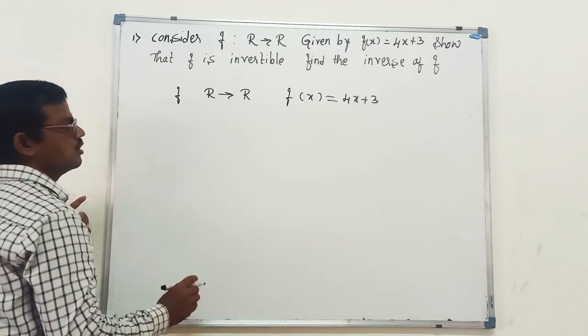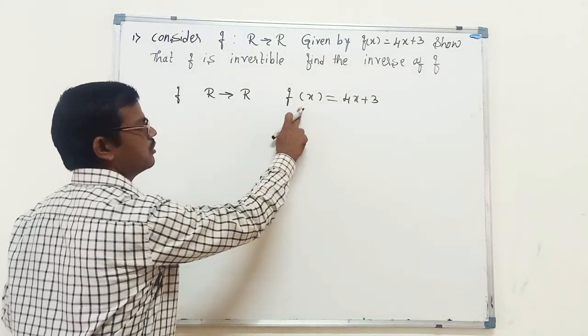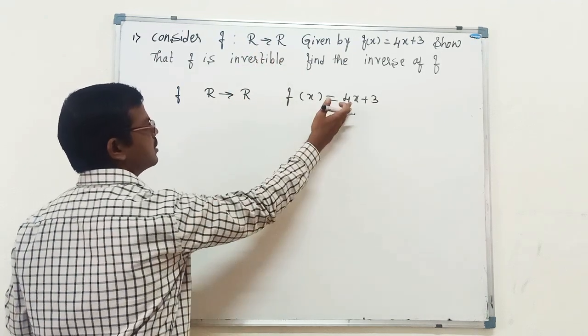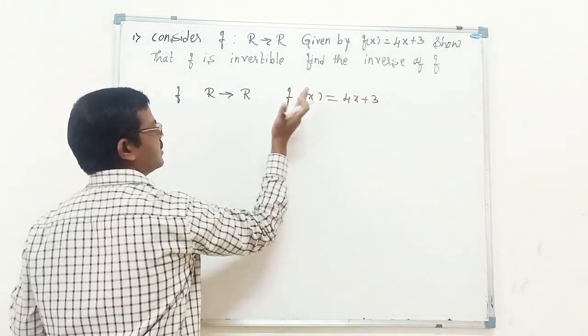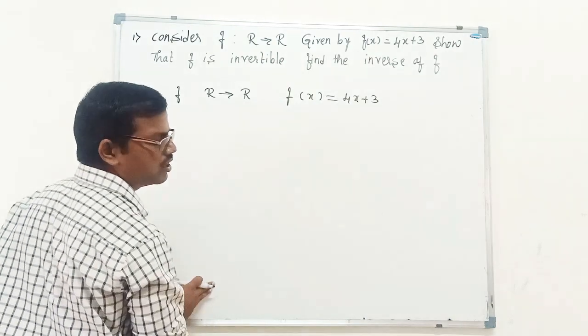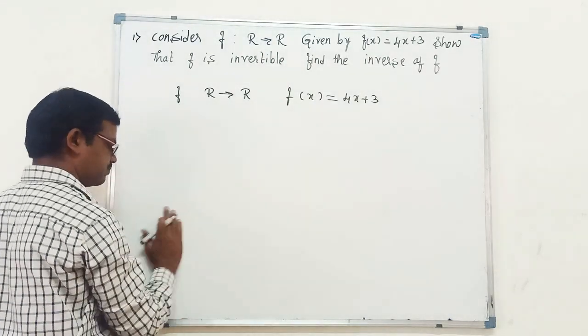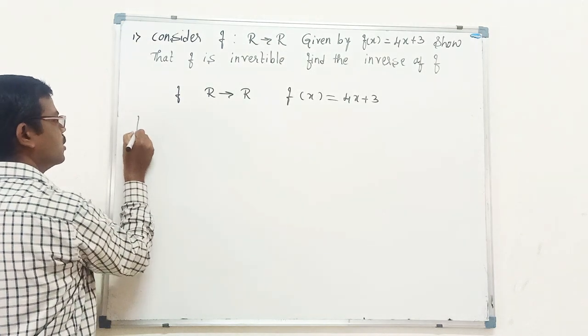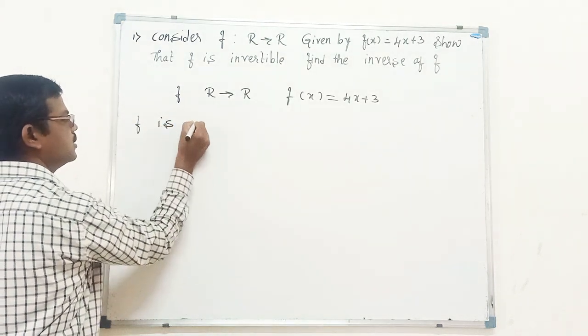So first we will show that it is one-one and onto. Then we confirm that it is invertible. If its inverse is expressed as x in terms of y, that will give the inverse of the function. So first we identify whether it is invertible or not. f is one-one.